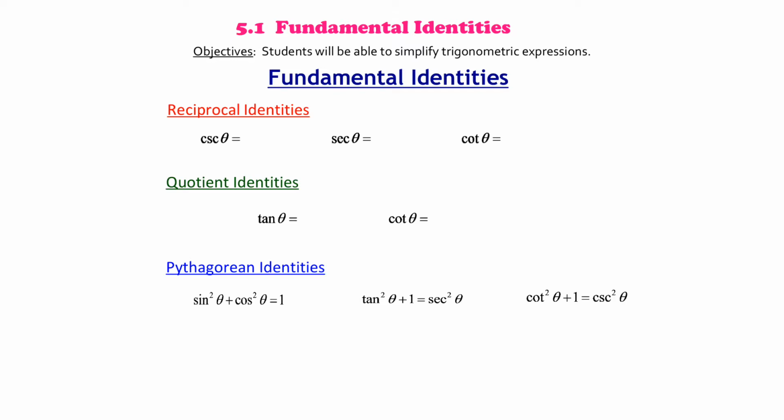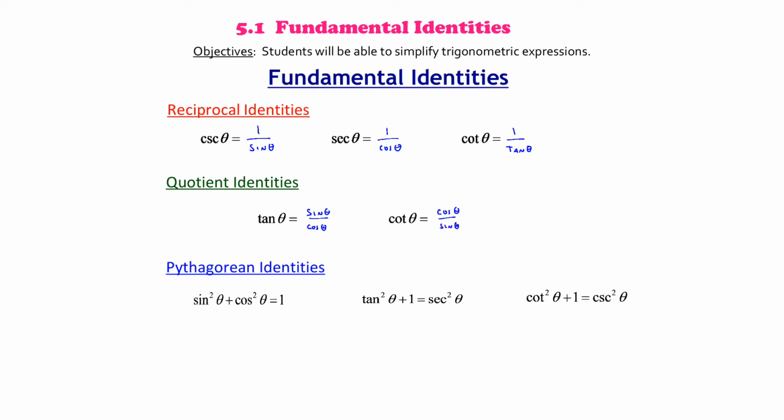Reciprocal identity, your cosecant of theta is equal to 1 over sine of theta. Secant of theta is 1 over cosine of theta, and cotangent of theta is 1 over tangent of theta. We also have our quotient identities. Tangent of theta can be rewritten as sine of theta over cosine of theta, and cotangent of theta is equal to cosine of theta over sine of theta because they are reciprocals of each other.